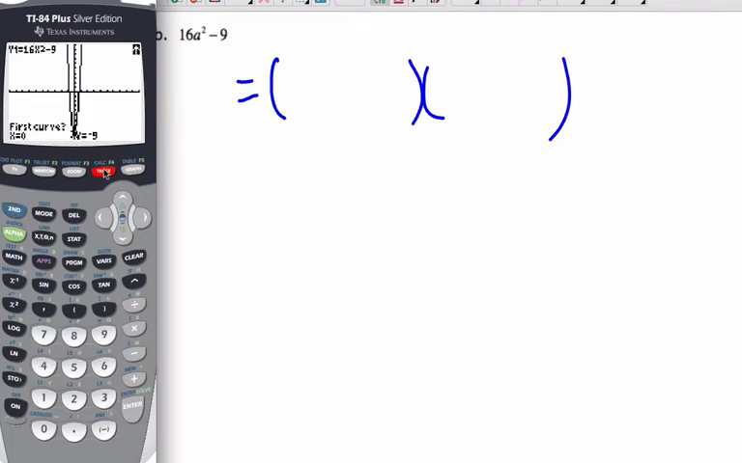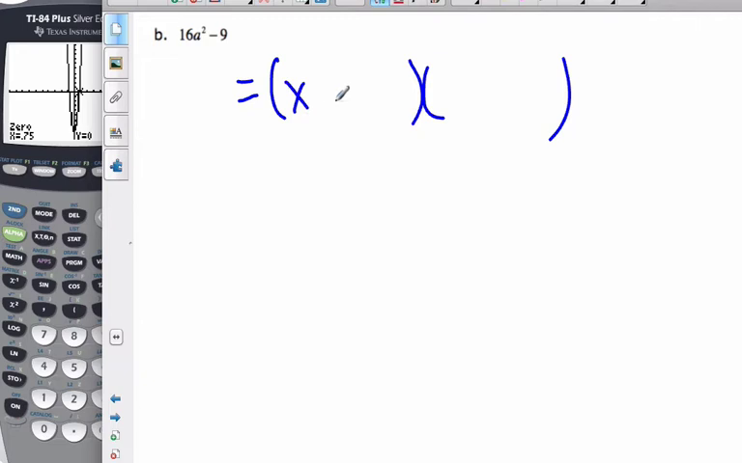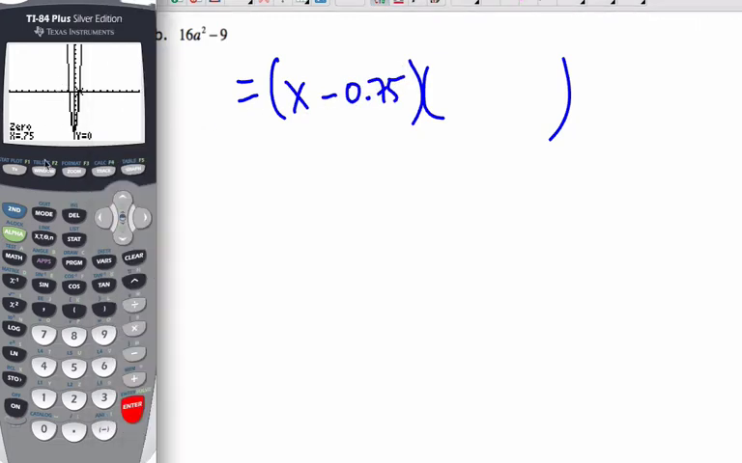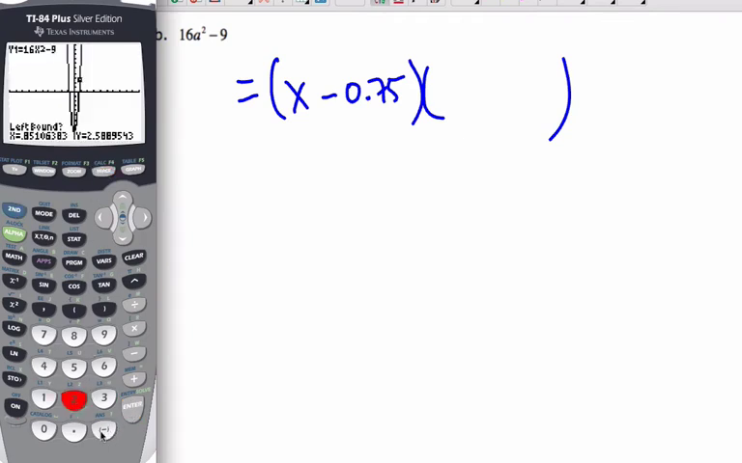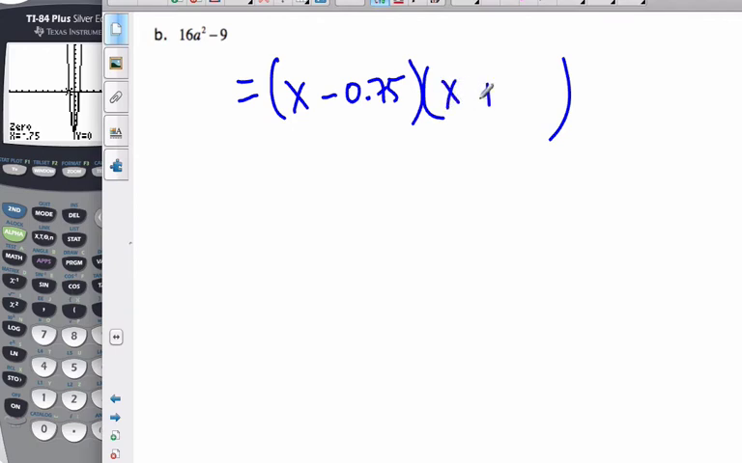Oh, sorry. I want zero, which is number 2. My left bound is 0. My right bound, I'll make it 2. And I'm going to guess it's 1. And I get 0.75. So x minus 0.75. Let's look at the other one. I'm going to do the zero again. My left bound, I'm going to make negative 2. Right bound 0. I'm going to guess at negative 1. And this one is x is negative 0.75, so change the sign when I factor.